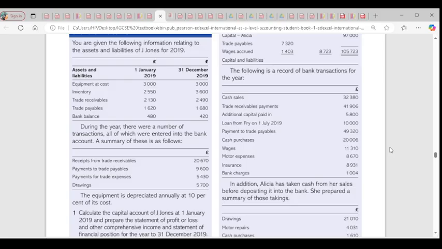Hold on please. Our revenue is 21,030. Our opening inventory is here. Check the opening inventory, inventory on the 1st of January. It is 2,550. Then our closing will be 3,600. Is that the closing? Mhm. 3,600. Now we have our purchases. The purchases we got from our trade payables, which is 9,660.